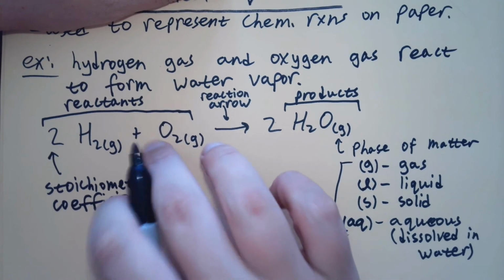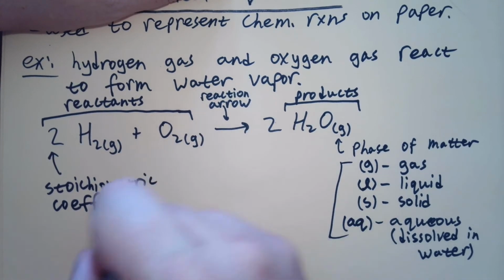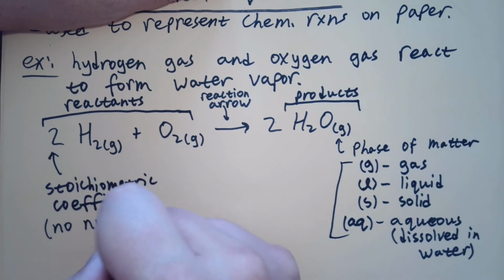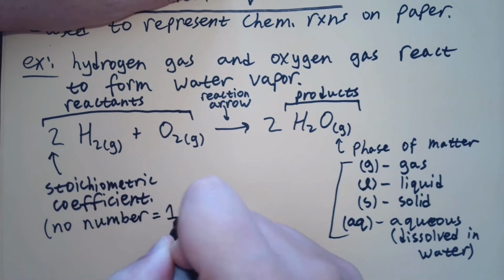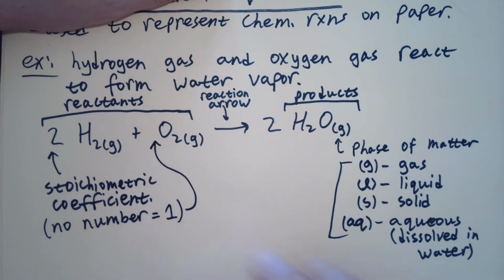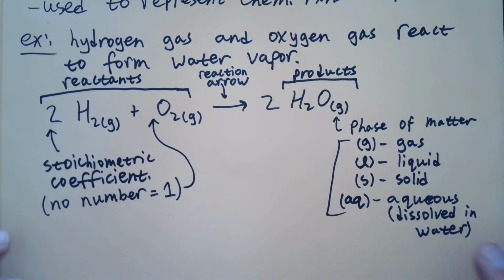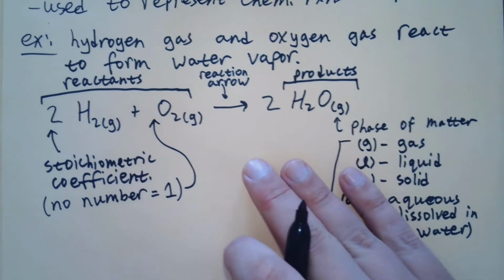If there is no number shown, that just means there's 1. So there's 1 oxygen molecule here. Because why would we write a 1 when we can imply it? What's easier? What involves less writing? Guess what the chemists are going to do. Okay, so this is an example.